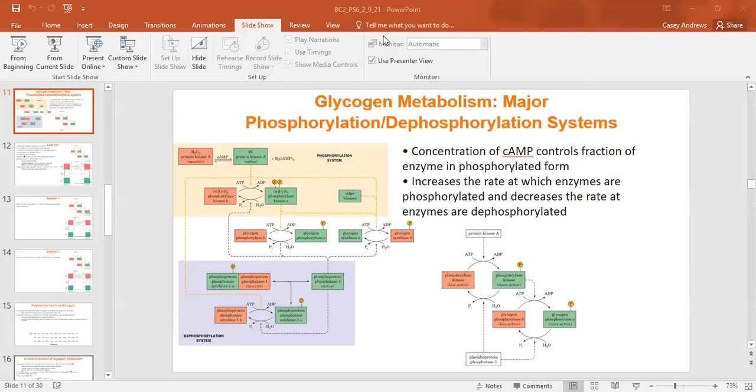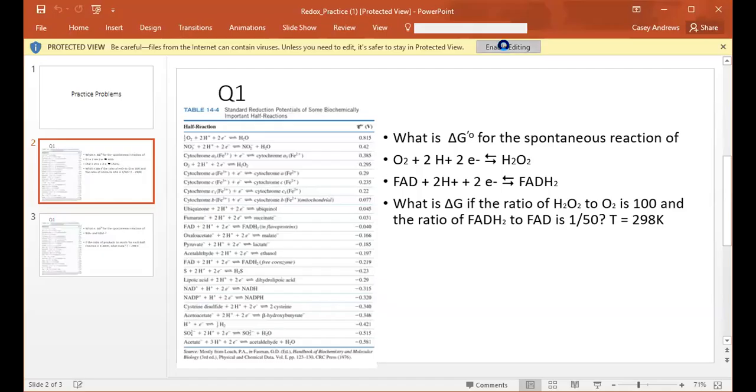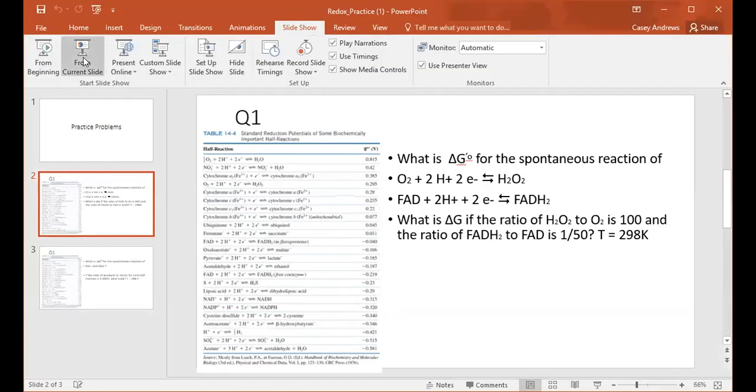Let me get the chat back out. Okay, what was it? Question one. And yes, let me stop sharing. Let me see if I can share this. Enable editing, please. From Gern's slide.